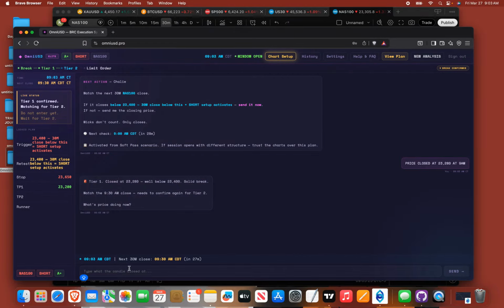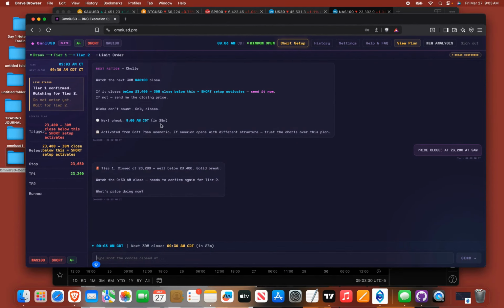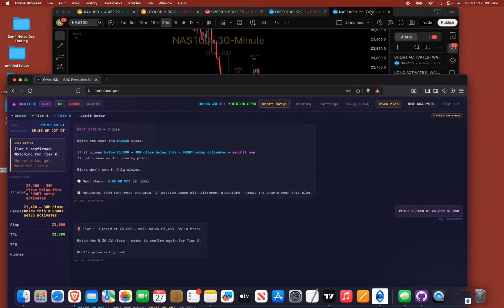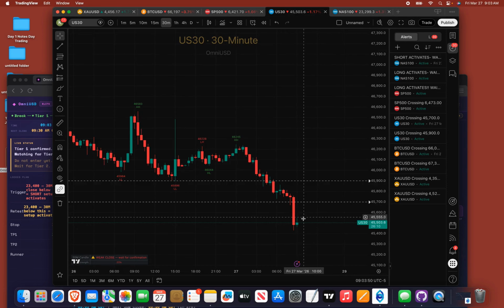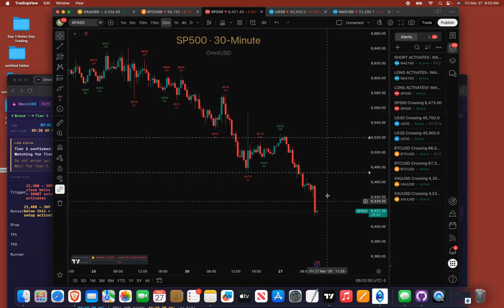What's price doing now? Don't worry about that. We're just waiting. When you come back here at 9:30 and see where the price is, we need confirmation. It has to stay below this number. If it goes here, it broke it. No matter if it's a green candle coming up, it has to stay below this number. Same with here, and same here.